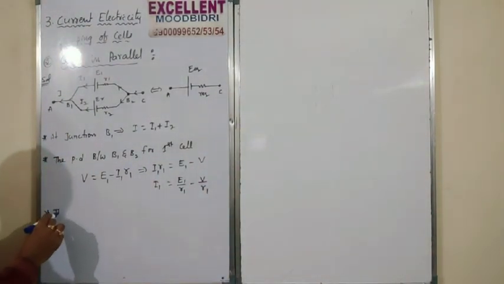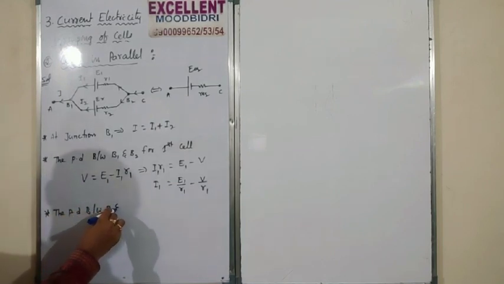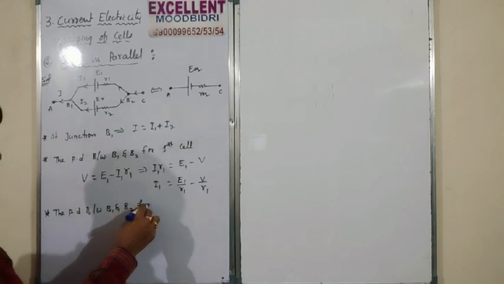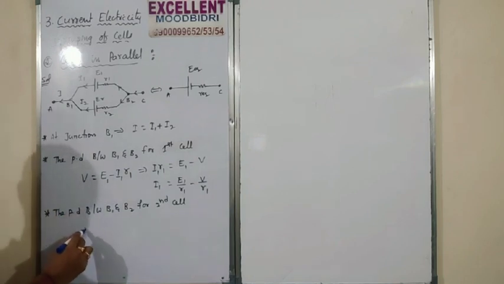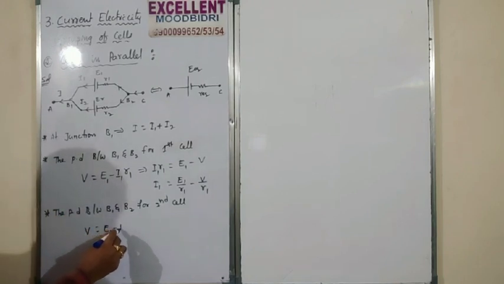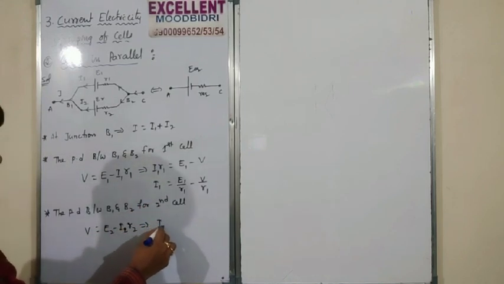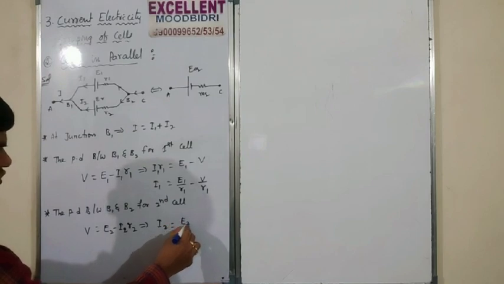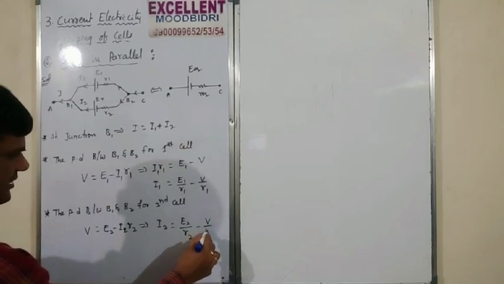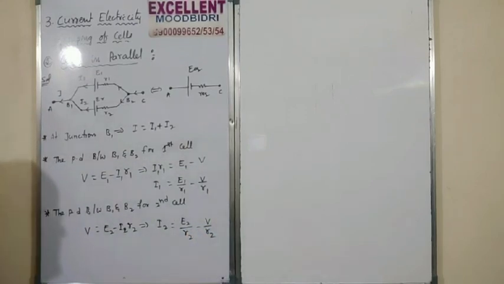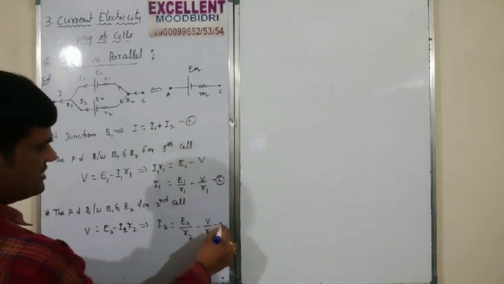Similarly, the potential difference between B1 and B2 for the second cell is also the same. What is that? V is equal to E2 minus I2 R2. Therefore, I want I2 directly. I2 is equal to E2 by R2 minus V by R2. The potential is the same in a parallel combination. Correct? This is equation number 1, this is equation number 2, this is equation number 3.